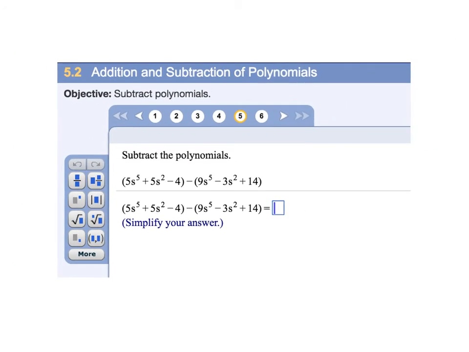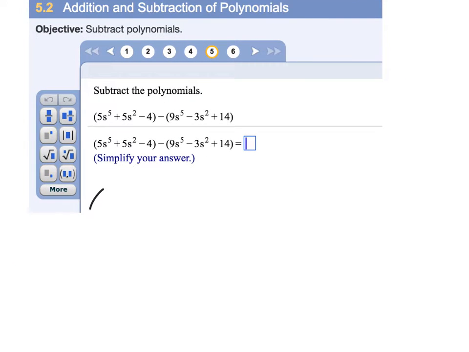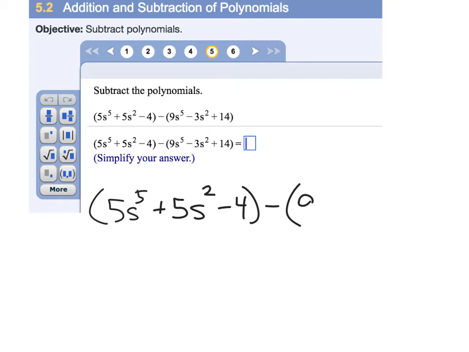All right, so now we've got 5s to the fifth. Man, I hate when they do 5s and s's next to each other, because now the s's look like 5s. So 5s to the second power minus 4. Oh, great. This is like reading comprehension 101, because all these symbols look so similar.